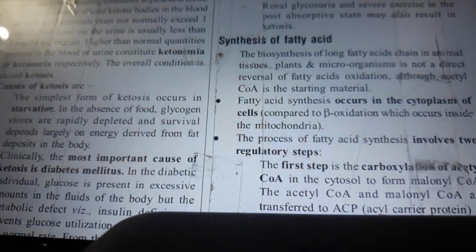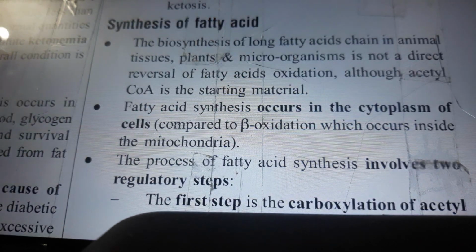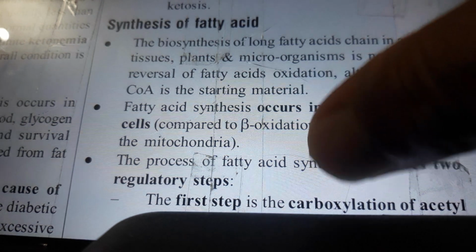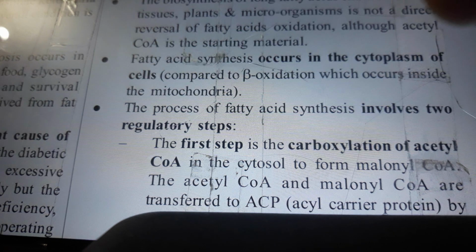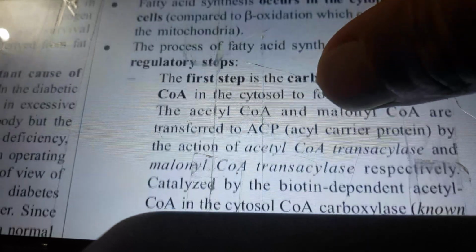We're going to be going into the subject matter detail on the continuation of fatty acid or fat lipid metabolism, and then on to protein metabolism. Continuing from yesterday's subject matter proper, we were at the synthesis of fatty acids. The biosynthesis of long chain fatty acids in animal tissues, plants, and microorganisms is not a direct reversal of fatty acid oxidation, although acetyl-CoA is the starting material. Fatty acid synthesis occurs in the cytoplasm of cells, compared to beta oxidation, which occurs inside the mitochondria.